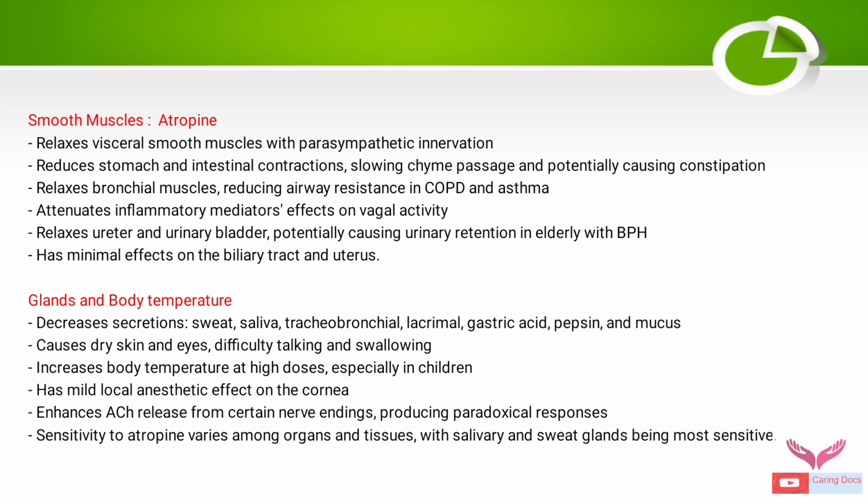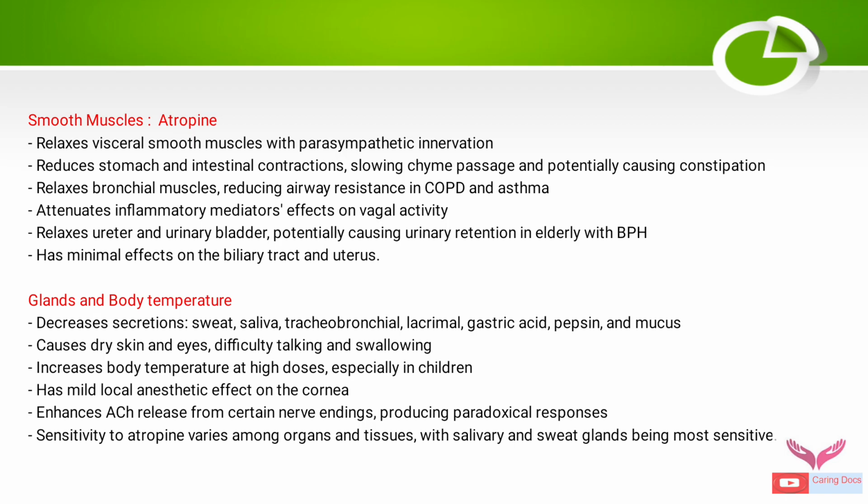In smooth muscles, atropine relaxes the visceral smooth muscles with parasympathetic innervation. It reduces the stomach and intestinal contraction, slowing the movement of chyme and potentially causing constipation. It relaxes the bronchial muscles, reducing the airway resistance in COPD and asthma. It attenuates the inflammatory mediators' effects on the vagal activity.